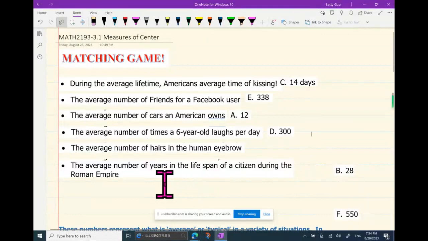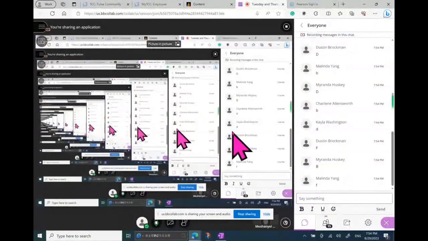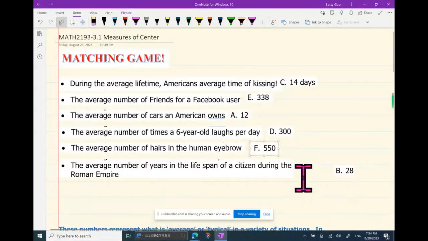Next, the average number of hairs in the human eyebrow. You would not answer 28. The more we do, the less chance we mess up, right? No 28. I bet it's more than 28. Okay, it's 550. Can you believe that? Eyebrow, 550. Average, typical. Of course, the last one is 28.